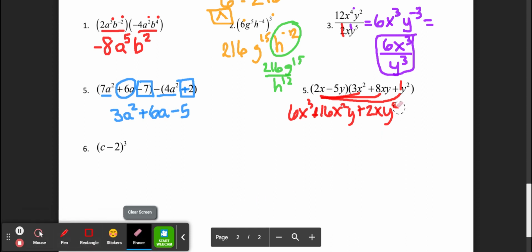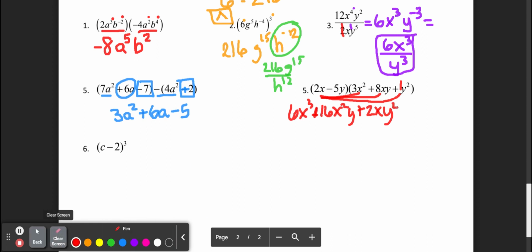Let me try and rewrite that. Okay, this is all going to be completely added together. I just don't have room to write it on the same line. But we're going to multiply this negative 5y to each of the 3 terms. So, I'm going to just write down here.